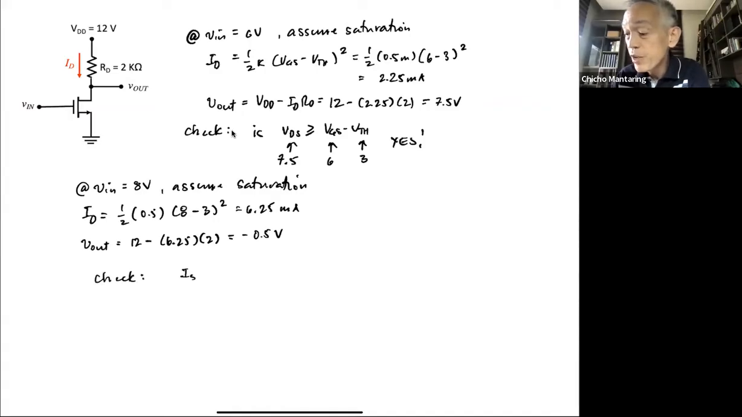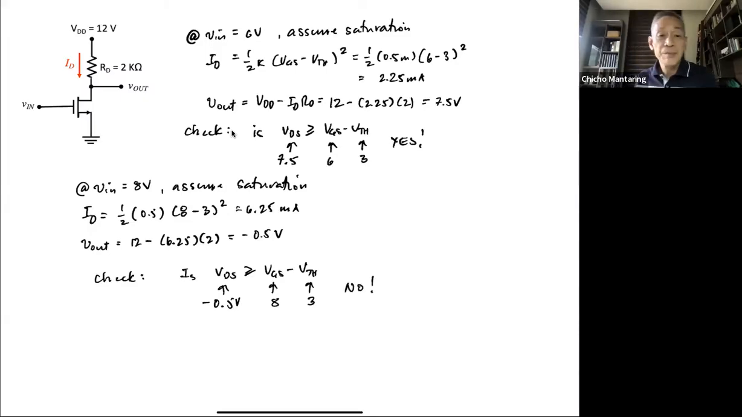Is VDS greater than or equal to VGS minus VTH? VDS is minus 0.5 volts. VGS is 8, VTH is 3. Obviously, no, it is not. Therefore, the assumption is wrong. The transistor is linear. So the mode is linear.